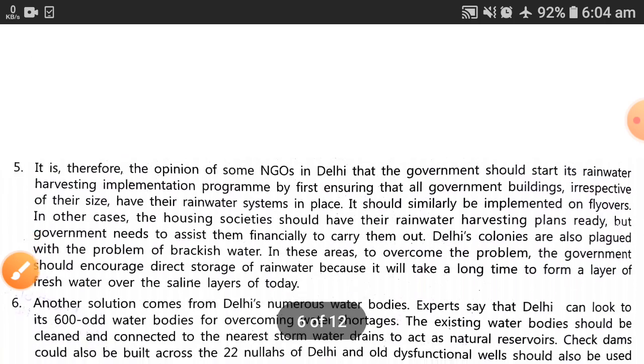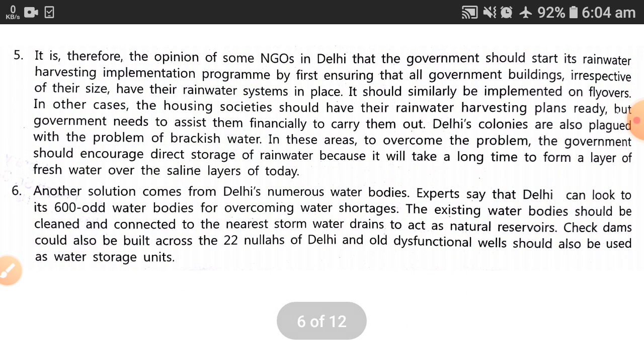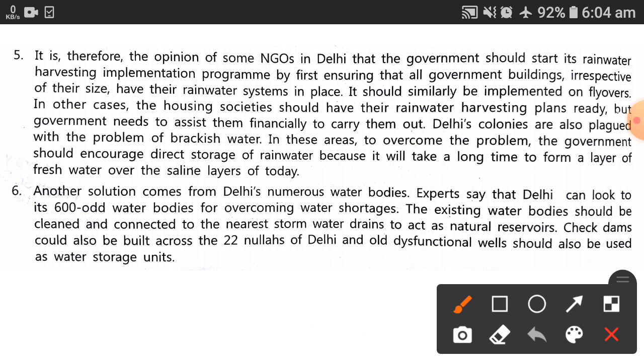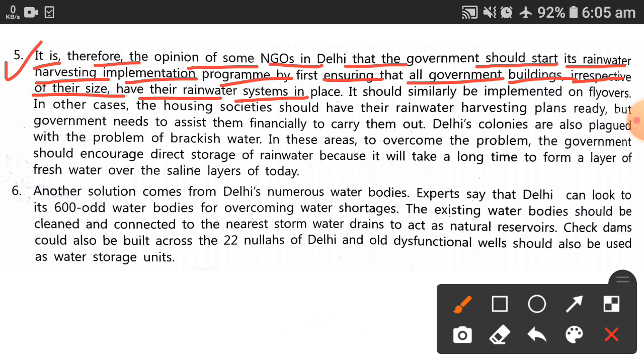Hope you all have read it carefully. Now come to paragraph number five. It is therefore the opinion of some NGOs in Delhi that the government should start its rainwater harvesting implementation program by first ensuring that all government buildings, irrespective of their size, have their rainwater systems in place. It should similarly be implemented on flyovers. In other cases, the housing societies should have their rainwater harvesting plants ready, but the government needs to assist them financially to carry them out.